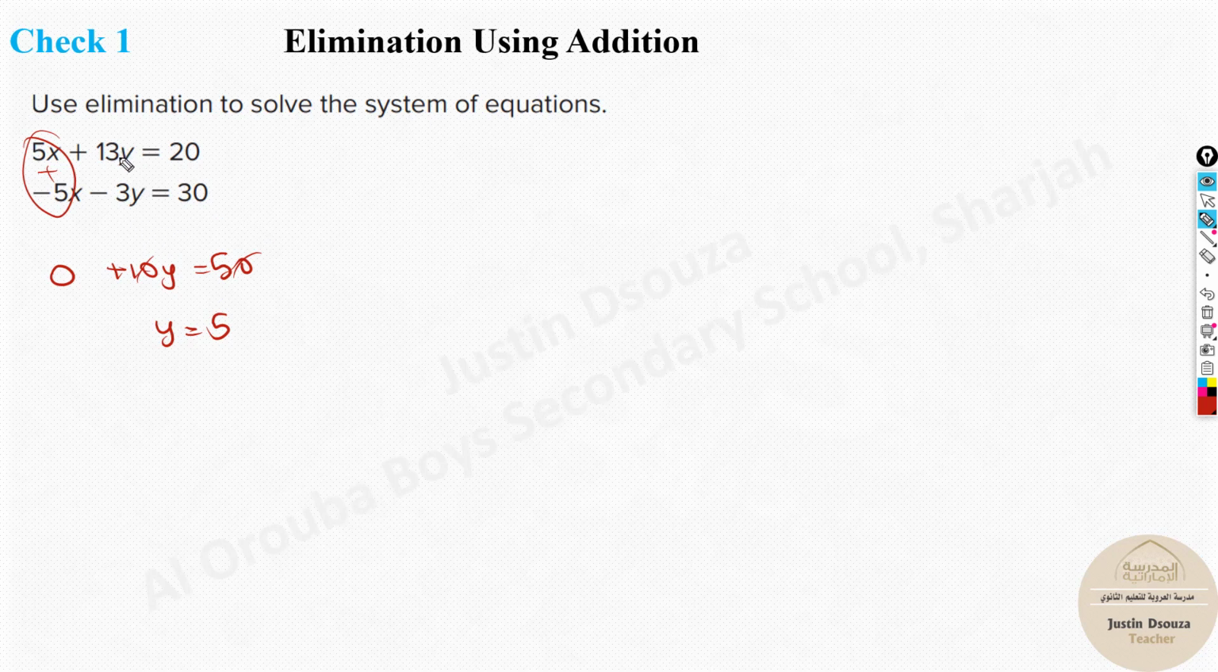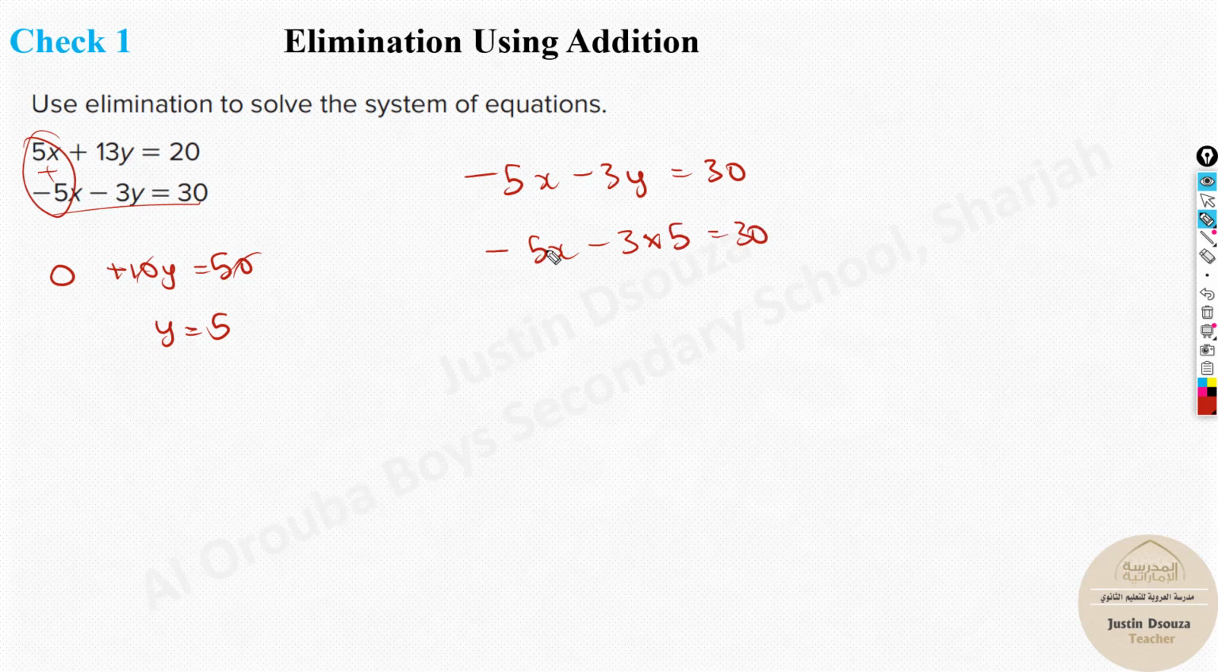Now here, 13 into 5 is 65, but generally if you are solving it, this would be a better equation. I mean, if you know the 13 tables, then it's fine, but otherwise the second equation would be easier. See, because the numbers are smaller to substitute, though it's negative, the numbers are smaller to substitute, isn't it? So what I'll do, I'll substitute this y value, that'll be minus 5x minus 3 into 5 equals 30.